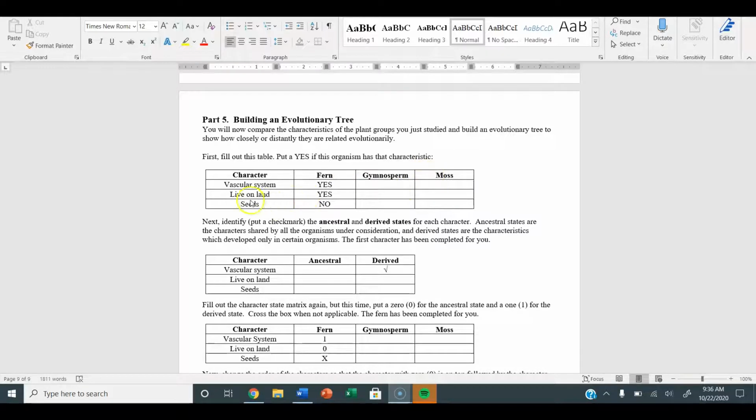But you should be able to fill in the table, and we started doing that for you. So ferns do have a vascular system, so I wrote yes. So your question is, do gymnosperms have a vascular system?